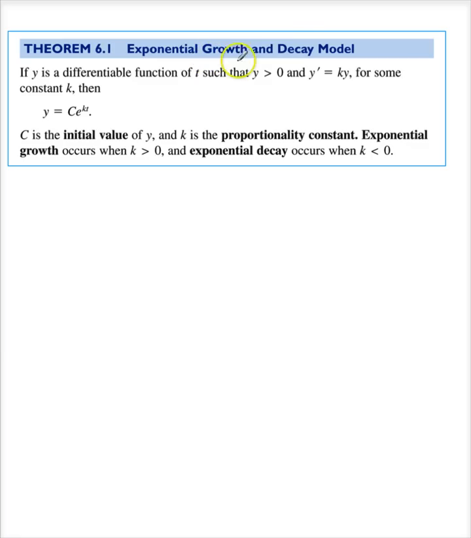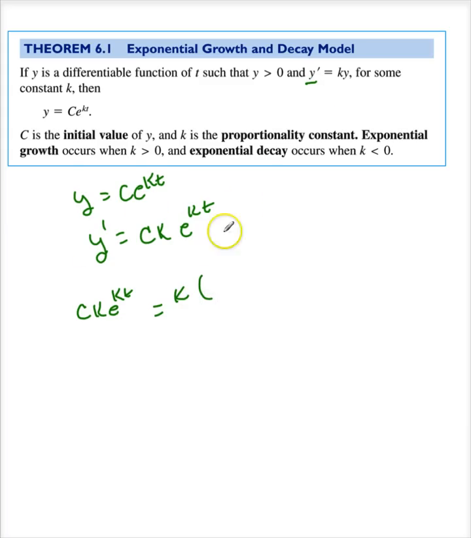Now, if y is a differentiable function of t such that y is positive and y prime is ky for some constant k, then y equals c e to the kt is a solution to this equation. We've already shown in a previous section that if y is c e to the kt, y prime is c times k e to the kt. So plugging this into my equation, c k e to the kt, this is y prime, equals k times y.